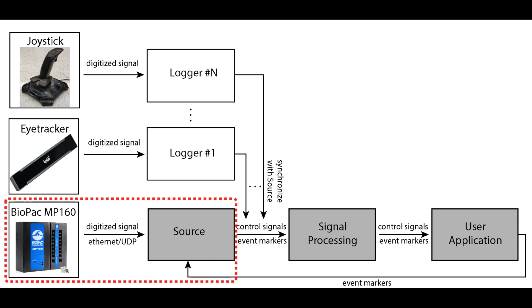As a source module, the MP160 is treated as the time base for data acquisition. This means that any peripheral devices will be sampled with respect to the MP160. You should implement the MP160 as a BCI 2000 source module if this is your primary electrophysiological signal acquisition device.